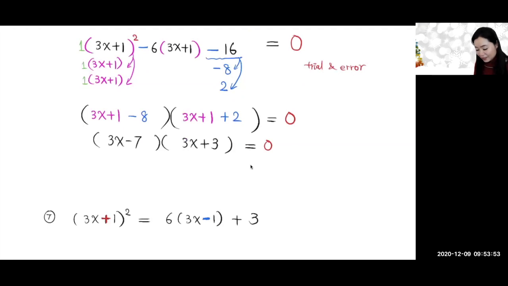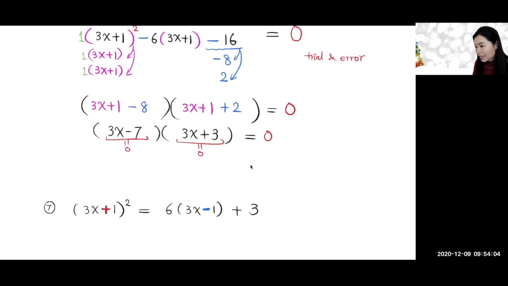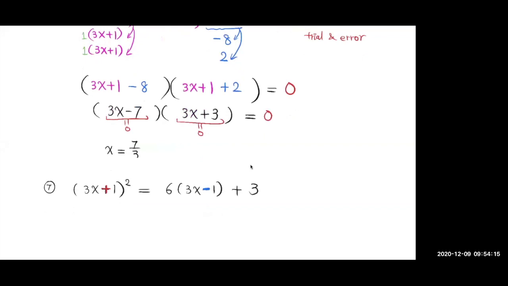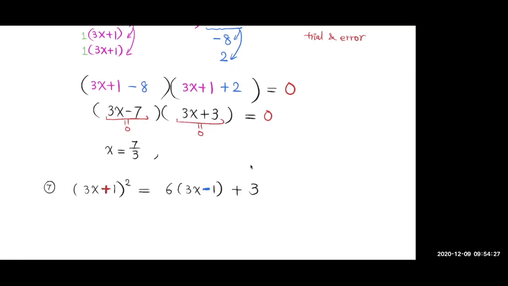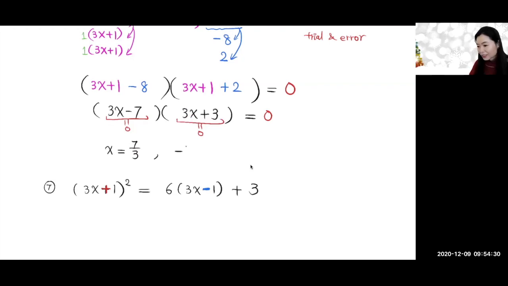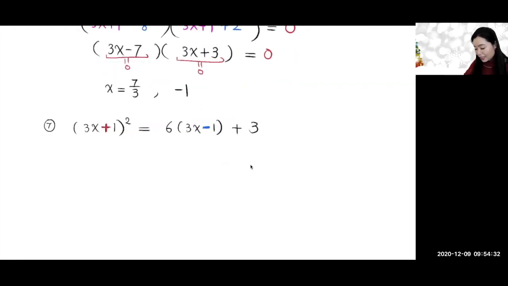You can go ahead and use the 0 factor property, right? So we can either have this equal to 0 or this equal to 0, right? Okay. If I have this equal to 0, what does x equal to? 7/3. 7 over 3, right? And if I have this equal to 0, x equal to? -1. -1, you got it, okay? So you got two solutions, okay? Okay, now this one over here.